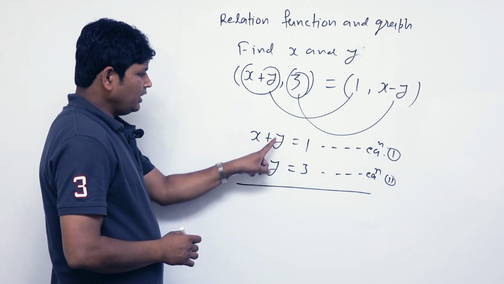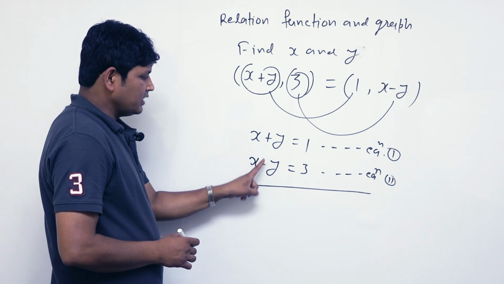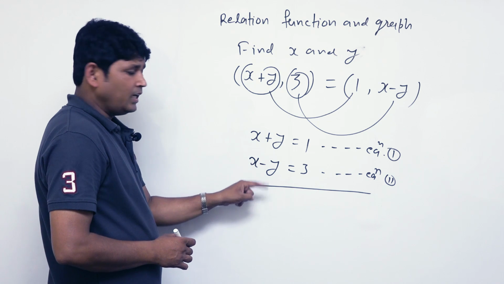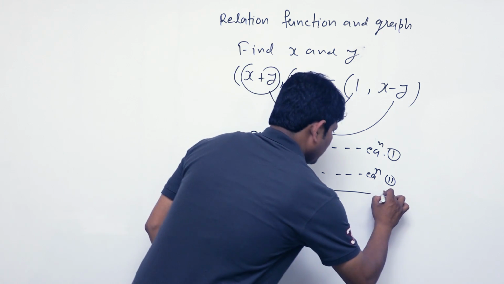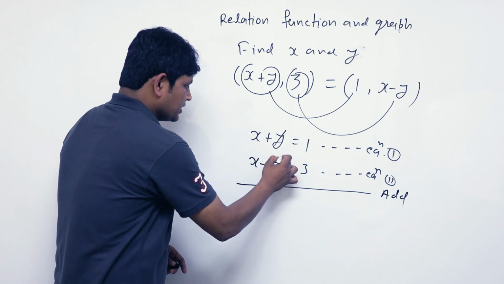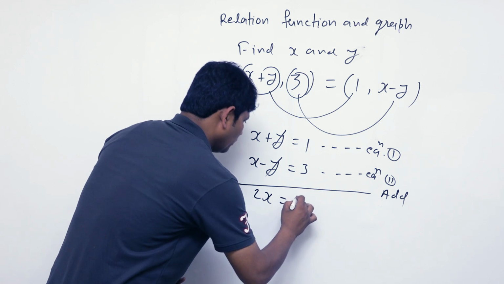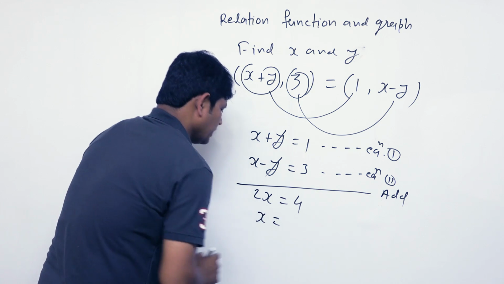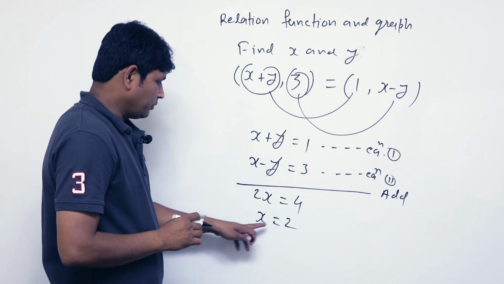Here we can see the coefficient of y is the same, but their signs are different. If their signs are different, we can add them. If we add these two equations, the y terms get cancelled. x plus x becomes 2x is equal to 4. Then x is equal to, divide both sides by 2, 2. That is the x value I have.